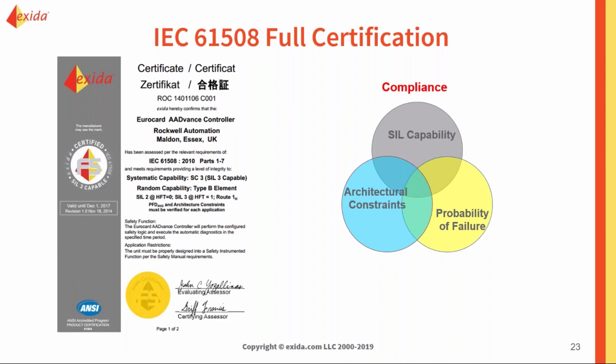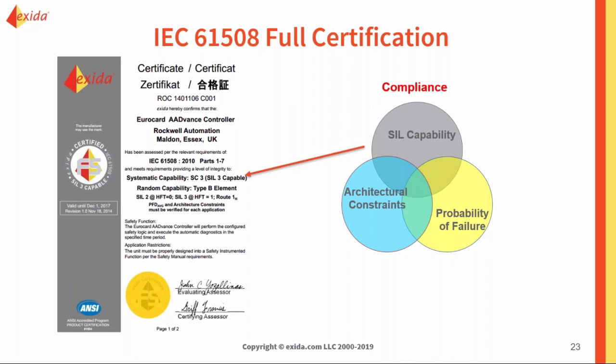Yay! So the certificate is going to show a lot of really important pieces of information. The certificate lets you know what SIL level you have for a product. That's talking about the systematic capability. So it's usually big in the front in big bold letters. So your systematic capability is going to show up right there. That talks about the quality management and all of those requirements of the standard.